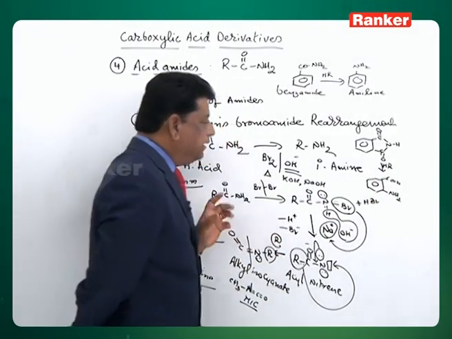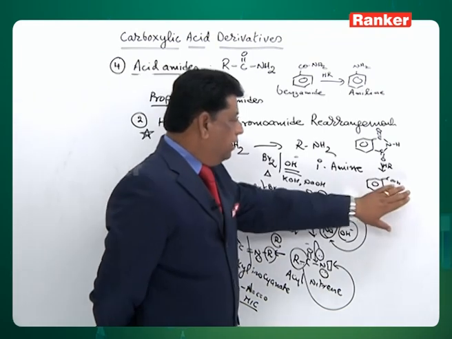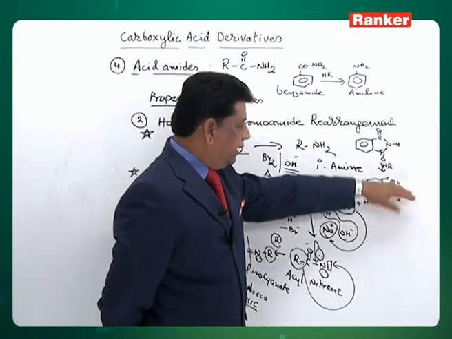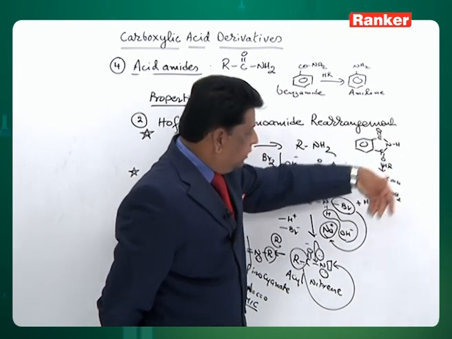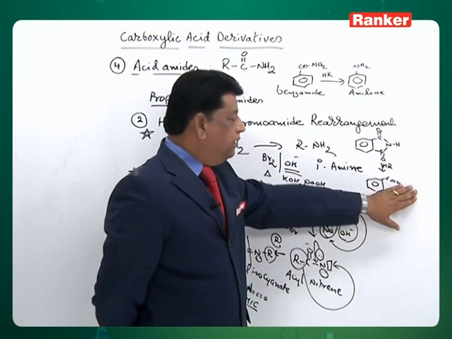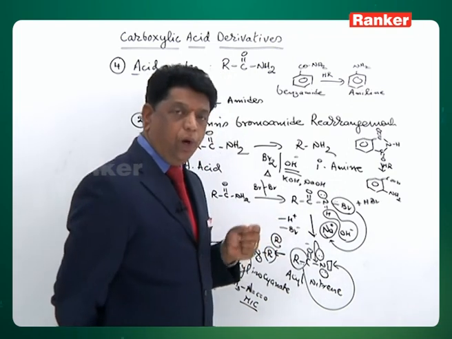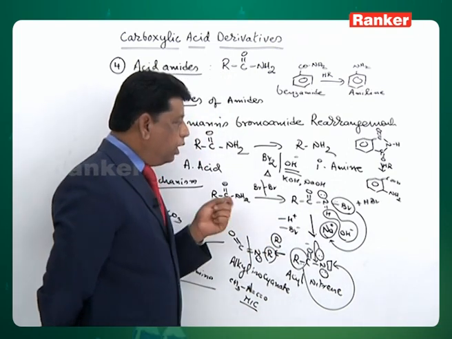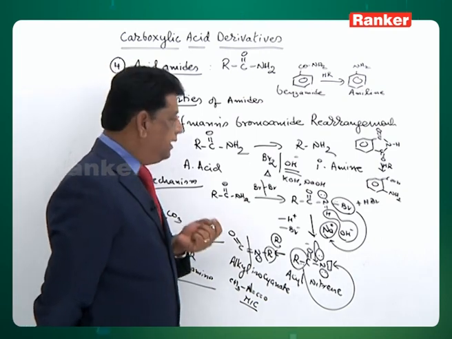orthoaminobenzoic acid, which has a common name called anthranilic acid. This is called orthoaminobenzoic acid or orthocarboxylic aniline, either way you can say. Generally, the carboxylic acid is given preference, therefore it is called a benzoic acid containing an orthoamino. So, this orthoaminobenzoic acid is commonly known as anthranilic acid.